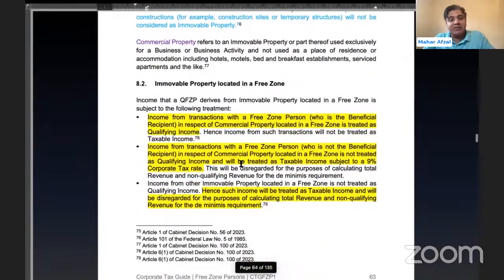So they have given this here. This is a commercial property. This portion of income will generate the qualifying income. This is a commercial property, it will not generate qualifying income. It will be straightforward subject to tax at 9%. This is residential property, straightforward subject to tax at 9%.